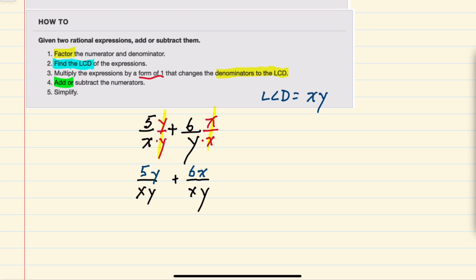This is addition. Now that I have a common denominator, I'll keep that denominator, xy, and in the numerator, combining, I have 5y plus 6x. Notice that I can't combine these because they're not like terms. One has a variable y, the other has a variable x. So there's no simplification here that I can do. This is in its simplest form.